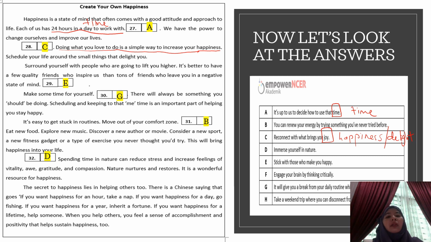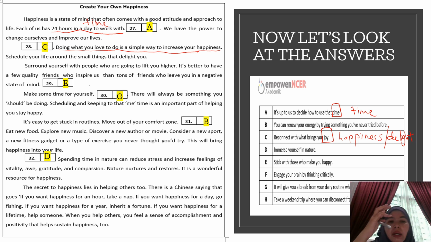And remember, when you look at the options, immediately identify the keywords of the sentences. What are the keywords? Highlight and then write there the keywords. Okay, so you match the keywords in the options with the keywords in the paragraphs.